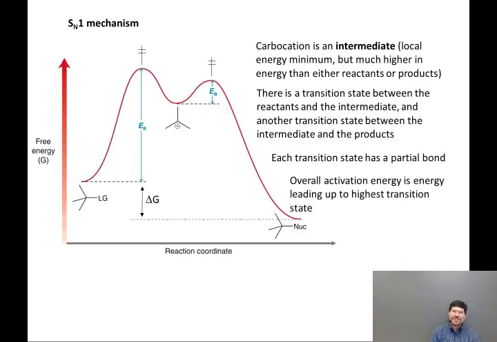So then finally you see that there are 2 activation energies on this diagram. You've got a big one leading from the starting materials to the first transition state, and then you've got a smaller one leading from the carbocation to the second transition state. In order for this reaction to take place, you have to get over the higher mountain peak, the higher pass, so to speak. So the overall activation energy for the reaction is the energy leading up to the highest energy transition state.